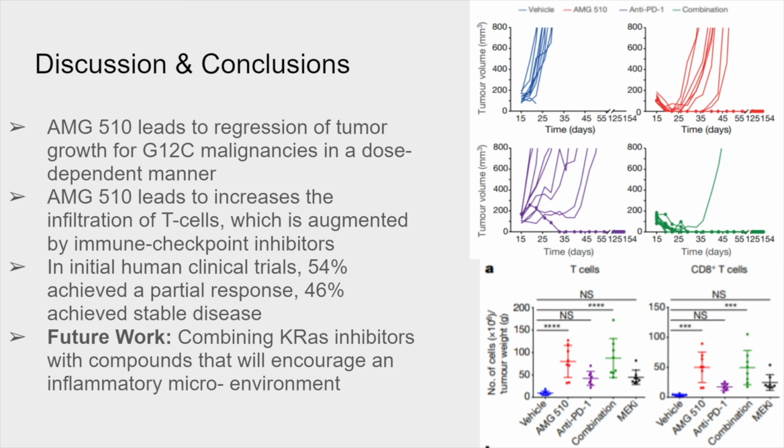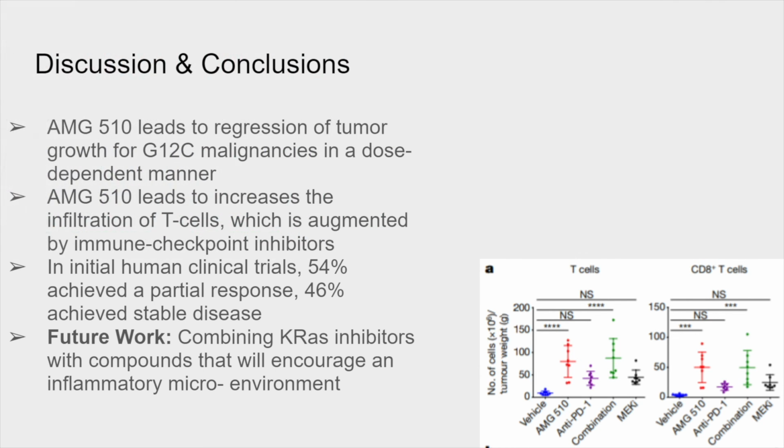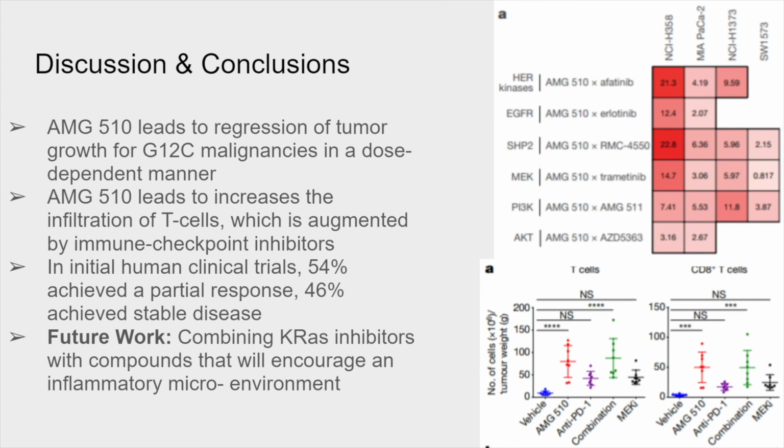In the future, it will be important to combine KRAS inhibitors with compounds that will encourage an inflammatory microenvironmental response, for example, upstream regulators or regulators of downstream bypass and feedback pathways. As can be seen in the heat map here, AMG 510 combined with cytotoxic or targeted agents results in increased and enhanced efficacy. Synergy scores for AMG 510 with targeted agents are represented by the heat map, with higher scores, darker red, denoting stronger synergy.